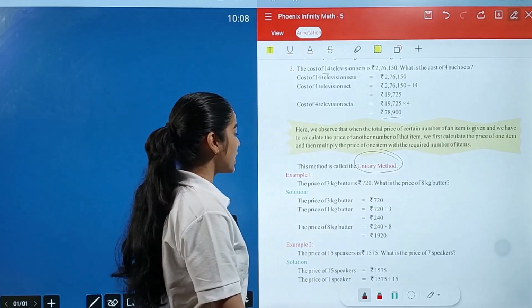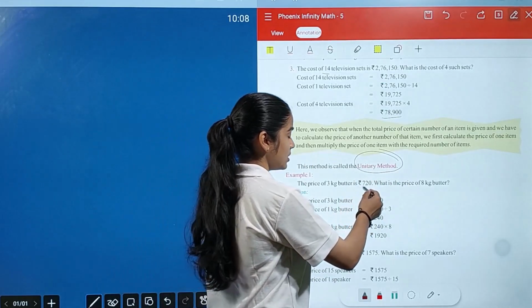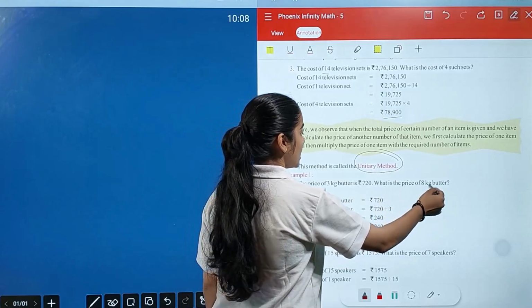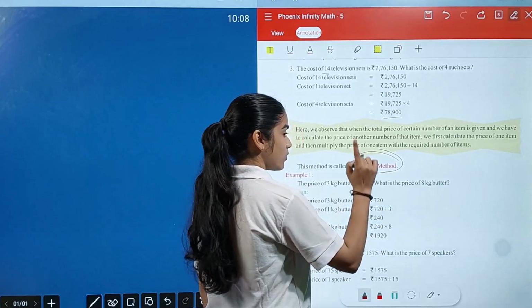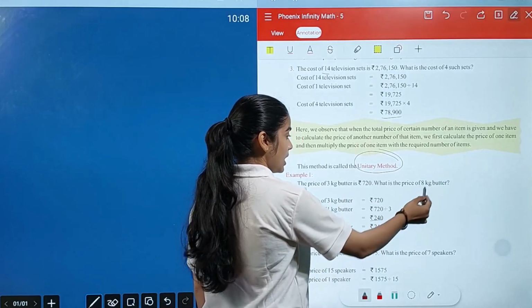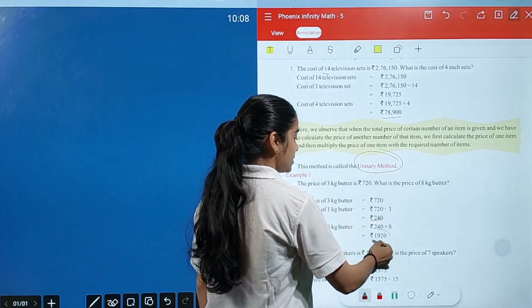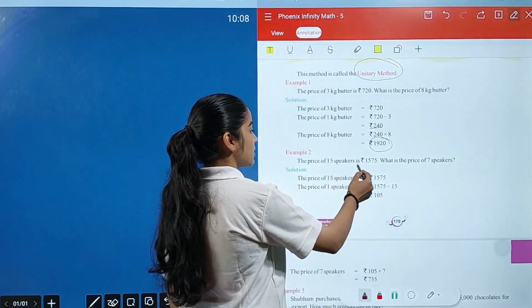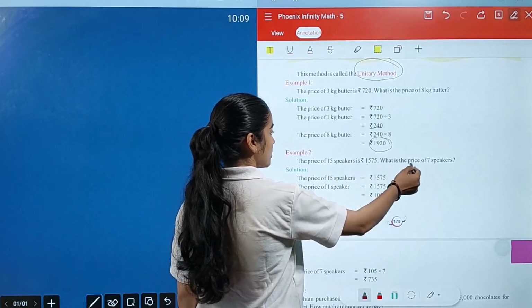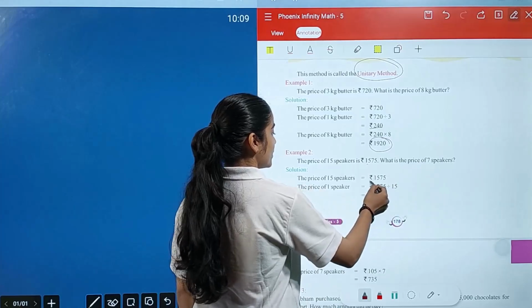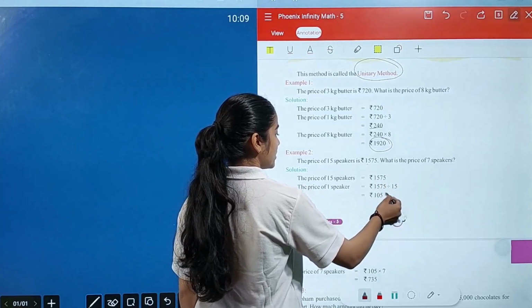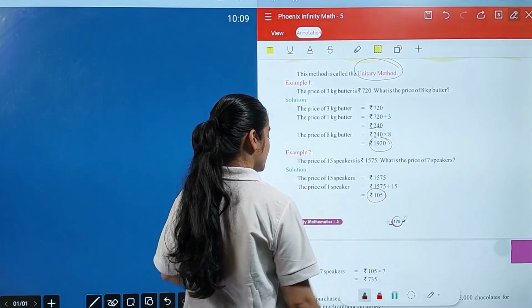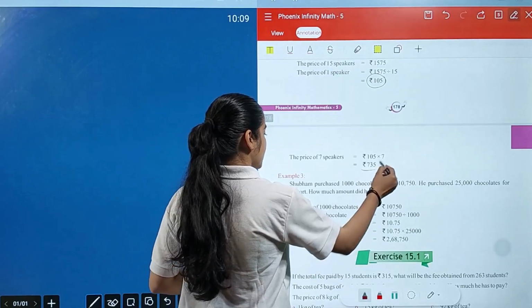Okay. Now the price of 3 kg butter is 720. Find the price of 8 kg butter. So first we have to calculate for 1 kg, which is 240. Now 240 multiplied by 8 is 1920. The price of 15 speakers is 1575. So what is the price of 7 speakers? 1575 divided by 15 is 105. 105 multiplied by 7 is 735.